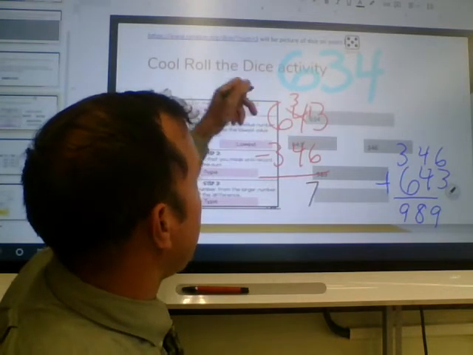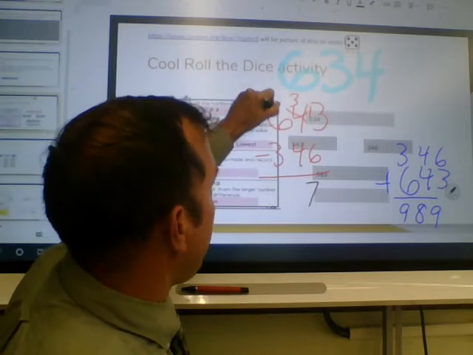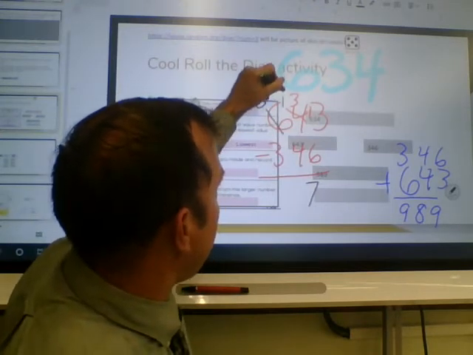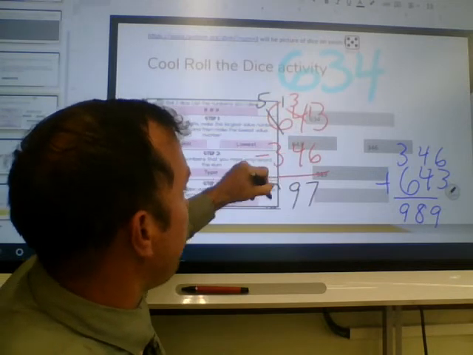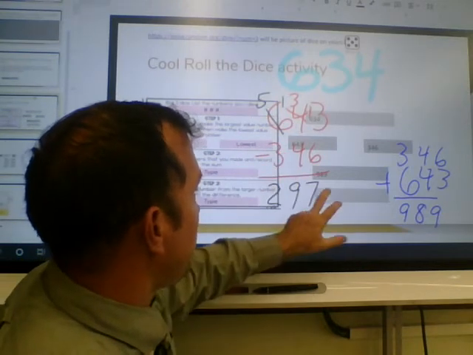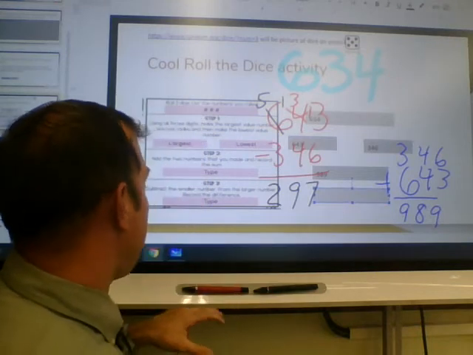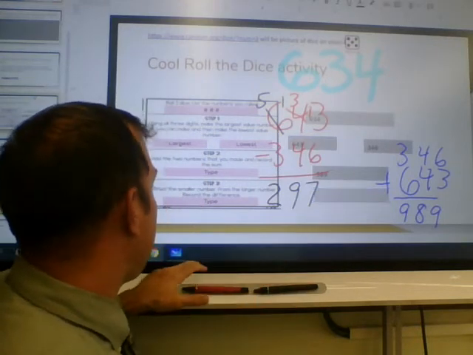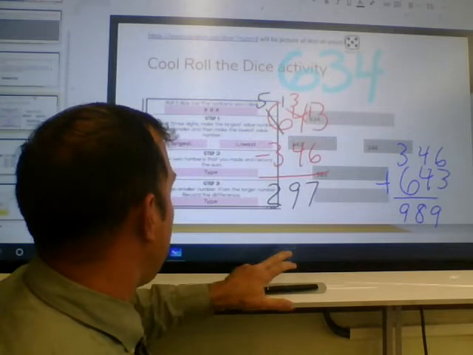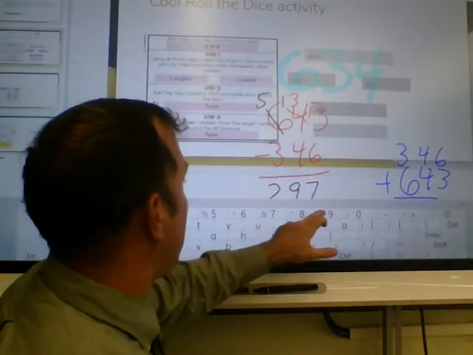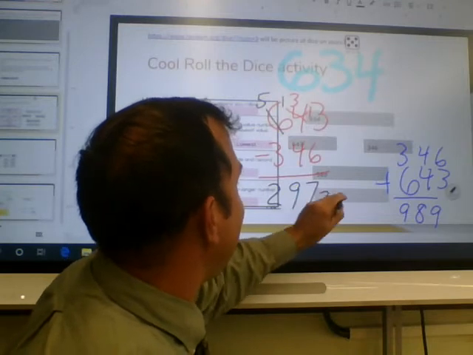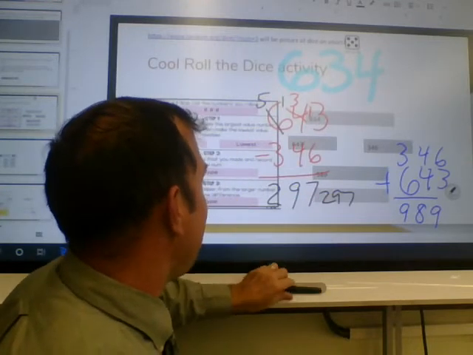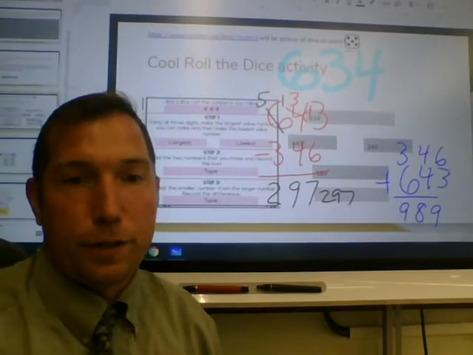3 minus 4 I can't do. So again, I have to borrow. Make that a 5 and a 13. 13 minus 4 is 9. And then 5 minus 3 is 2. So when I subtract, I get an answer of 297. I'm just going to write it with the marker for now. 297. Okay, and then I'll flip to the next slide in a second.